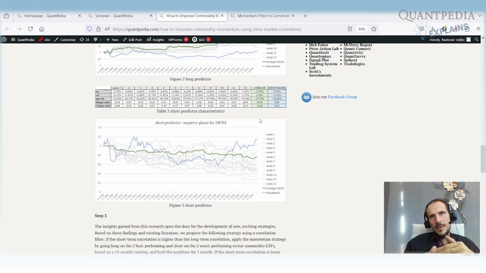What happens when the signal tells us it doesn't make sense to invest in the momentum? Here we can see that on average, the momentum strategy during the time when the short-term correlation is lower than the long-term correlation has a negative performance, and it's really significant. Once again, on average, every time the short-term correlation is lower than the long-term correlation, the momentum strategy loses money.